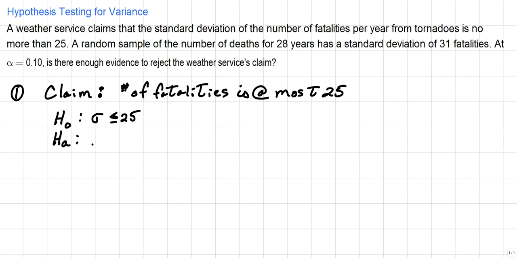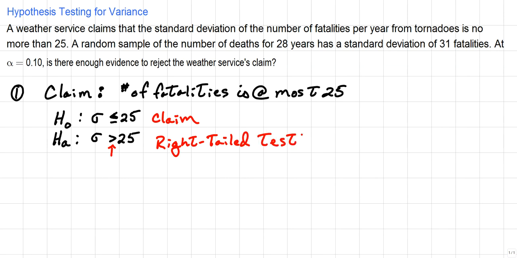So the alternative hypothesis will be sigma is less than 25. I'm sorry, greater than 25. So remember that this is the claim, and this symbol tells me that it is a right-tailed test. So you'll see that I've gone ahead and underlined standard deviation, and the claim is no more than 25.